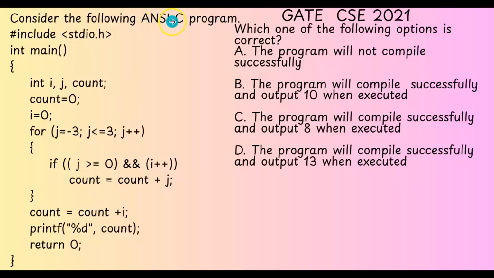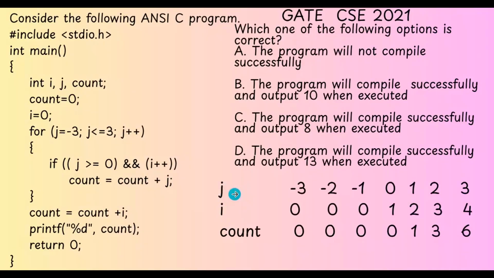Consider the following ANSI C program, and there are 4 options given for the output of this program. So we have to find the right option. In these types of problems, you identify the variables used in this C program. There are 3 variables: I, J, count. The output is going to be based on these 3 variables. What we have to do is track the values of these 3 variables from the beginning until the end. So let us find the solution by tracking the values of I, J, count.